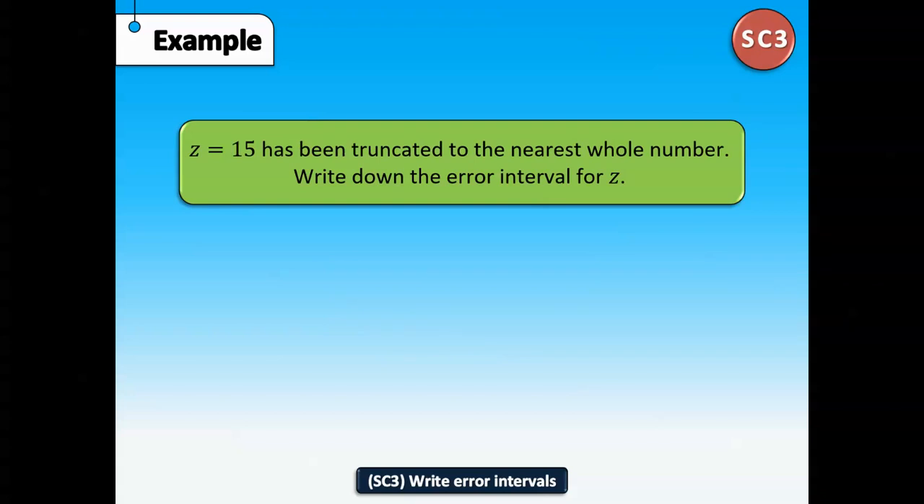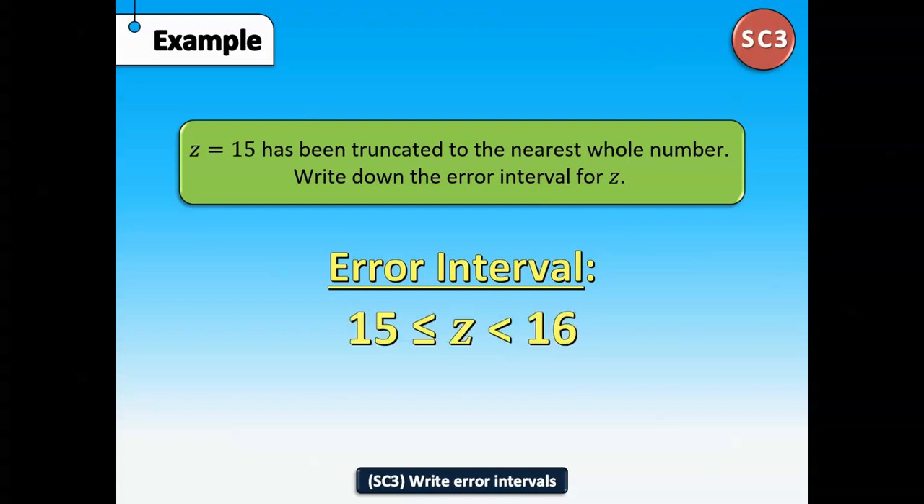Here's another example. Z equals 15, and it's been truncated to the nearest whole number. So we want to write an error interval for Z. So the smallest it could have been would be 15, and the biggest it could have been would be 16. So 15 is less than or equal to Z, which is less than 16, because it couldn't have been 16.